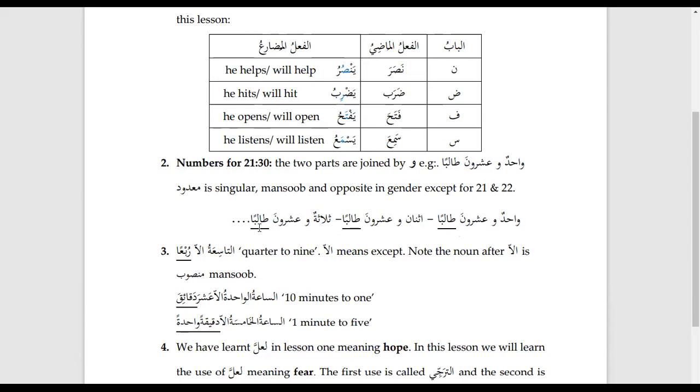Today we are focusing only on the masculine numbers, and inshallah in the following lessons we will focus on the feminine numbers. So up to 23, from 23 to 29.